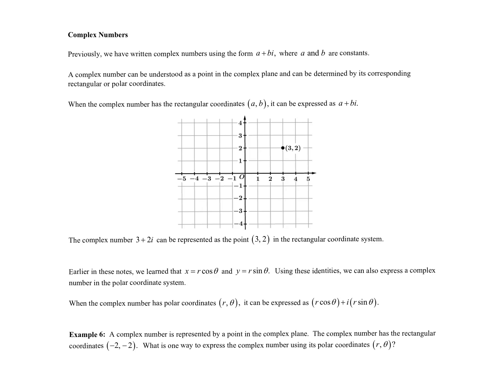So this is 3.13. We're doing polars with complex. Here we go. Previously, we have written complex numbers using the form a plus bi, where a and b are constants. A complex number can be understood as a point in the complex plane and can be determined by its corresponding rectangular or polar coordinates. When the complex number has the rectangular coordinates a, b, it can be expressed as a plus bi.